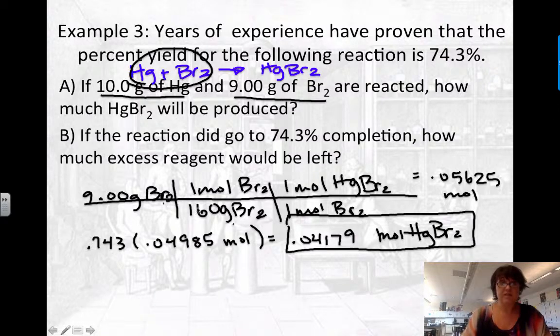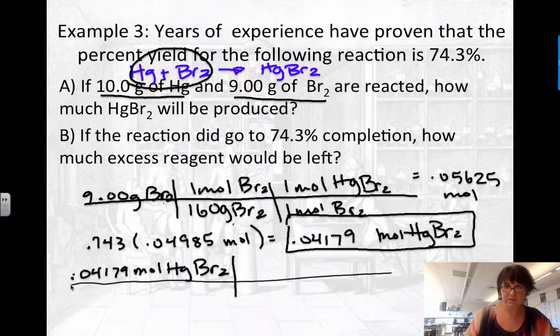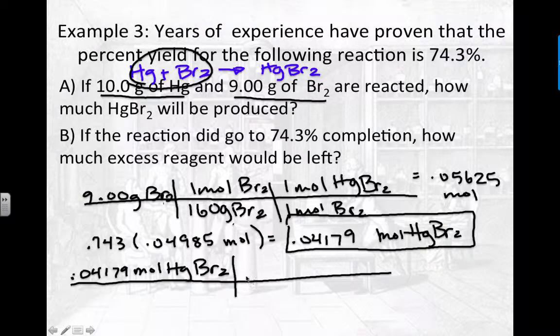Okay, part B says if the reaction did go to 74.3% completion, how much excess reagent would be left? Well, now since I already used my limiting reagent to get my product, I'm going to use my product to work my way to how much excess reagent was reacted. So I'm going to turn moles of mercury 2 bromide into grams of bromine gas or liquid, whatever it is. And then we'll be able to see how much is left.